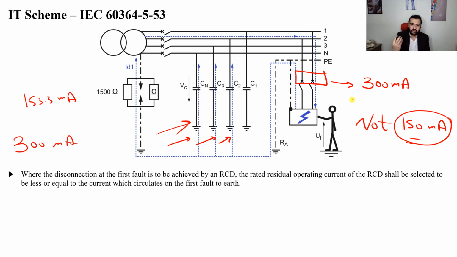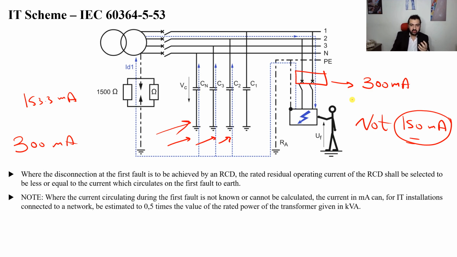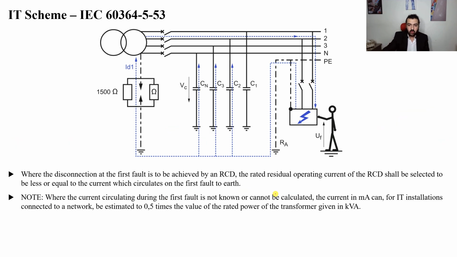Now, what if I don't know? What if I don't have the knowledge of the system and cannot estimate these capacitances? What should I do? Well, there is a rule inside the IEC standard that tells you, if the current circulating during the first fault is not known or cannot be calculated, what should I do? The current in milliamperes can be, for IT installations, estimated to be 0.5 the value of the rated power of the transformer in kilovolt ampere.